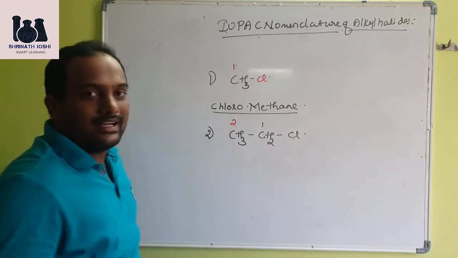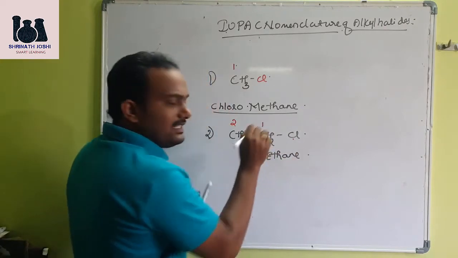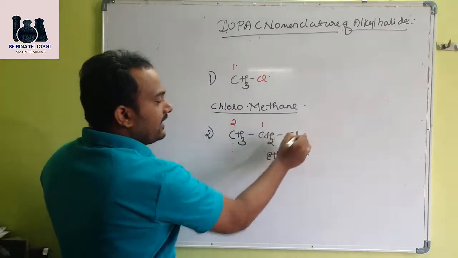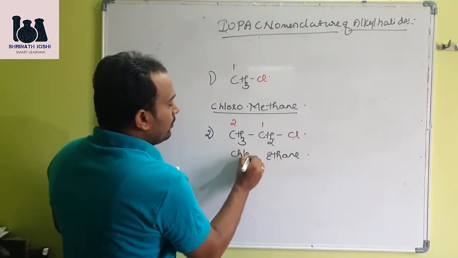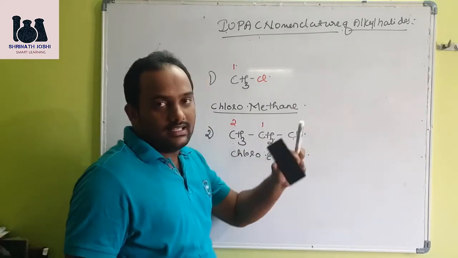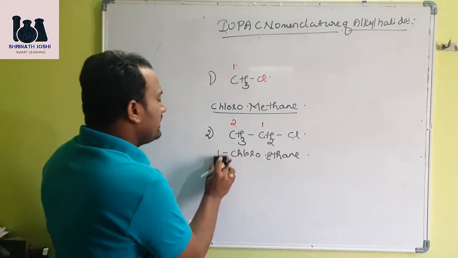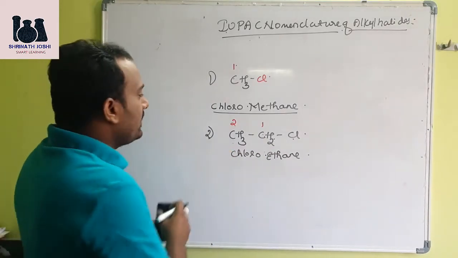Now 2 carbon atoms are there, then what is the name? Ethane, because it is a simple alkane. Now which alkane? Chloroethane. Chloroethane is the name of this compound. You can even write 1-chloroethane. 1-chloroethane is commonly called chloroethane only. Then moving on to the next example.